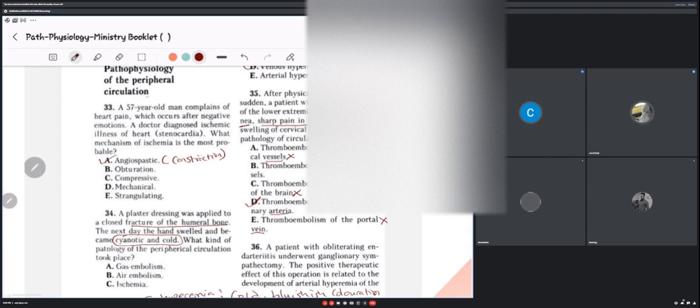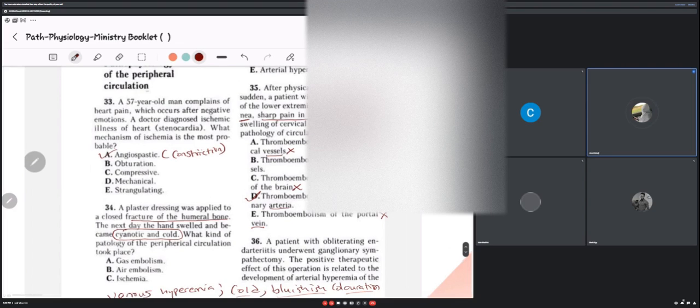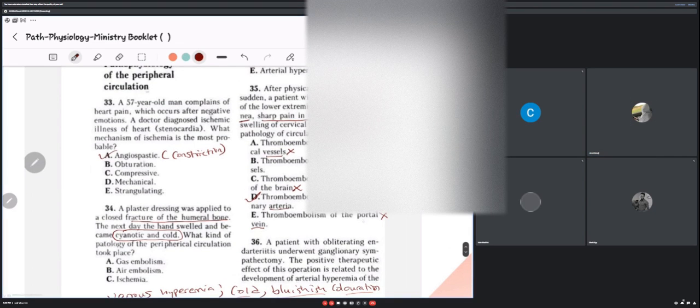Okay. Sorry, what did you say about option E? Portal is liver, portal vein. Ah, okay, okay. I didn't hear that part.